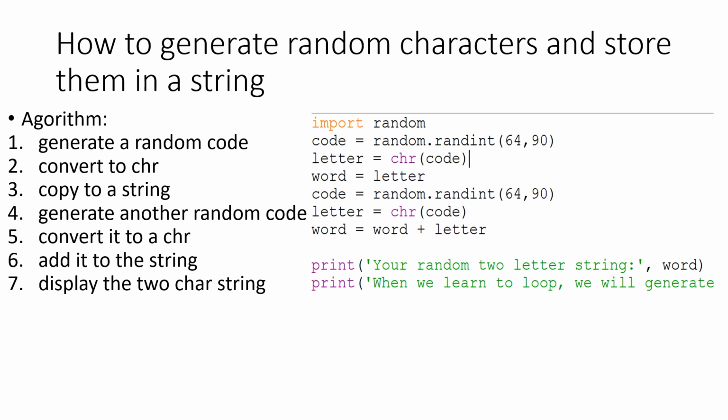When we learn to loop, we're going to use this code to generate a random password of 8 letters. But I don't want you to get into the bad habit of copying and pasting the same code 8 times, because we have a control structure for that that is going to make your code much slicker. So I'm asking you to do 2 so you see the foundation for the program we're going to do next week. So now we're going to display your random 2-letter string is the word, and when we learn to loop, we will generate an 8-letter password.